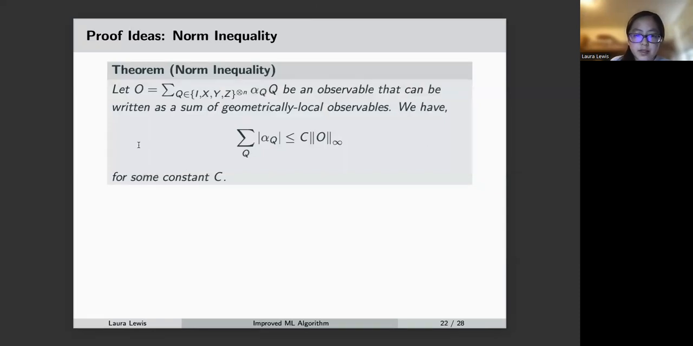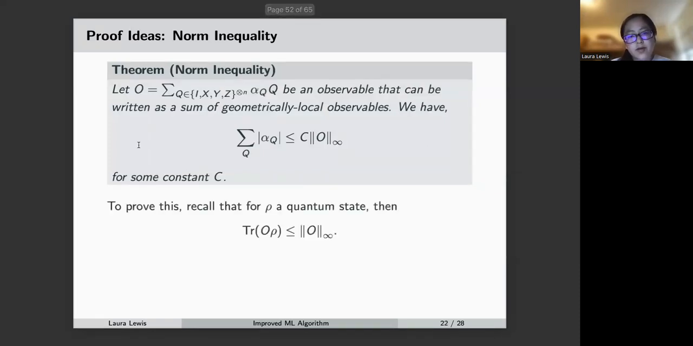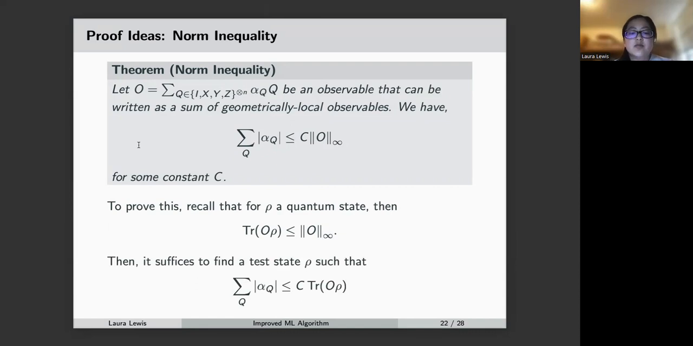Okay, so I've just stated the theorem again, but I'll provide a brief sketch of how we do this. To prove this, you may recall that for a quantum state rho, trace O rho is bounded above by the spectral norm of O. And so in order to prove this norm inequality, it suffices to find some test state rho such that the one norm of the Pauli coefficients of the observable O is bounded above by C times this trace O rho. And what we do in the proof is we exactly find such a test state rho. It's a complicated construction to formalize, so I won't say too much more about it, but you can feel free to look at the paper for that.